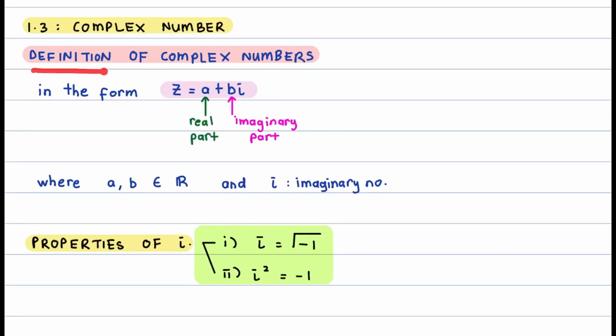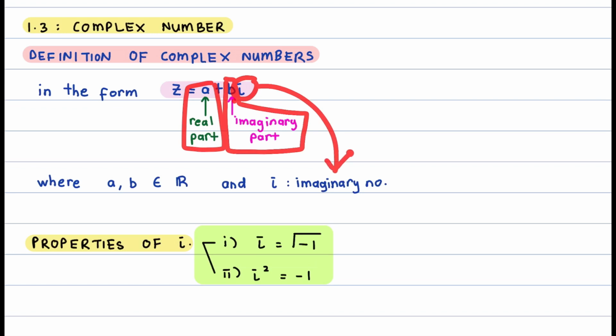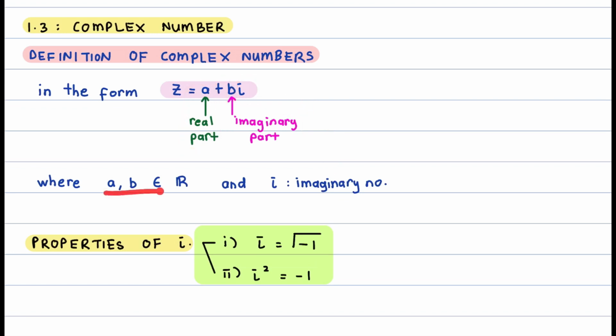Okay, now let's look at the definition of a complex number. If it is in the form of z equivalent to a plus bi, we can say that a here, we call it the real part, and b here we call it the imaginary part. Now, the imaginary part is always attached to the i, which is the imaginary number. Now, a and b are actually elements of the real numbers.